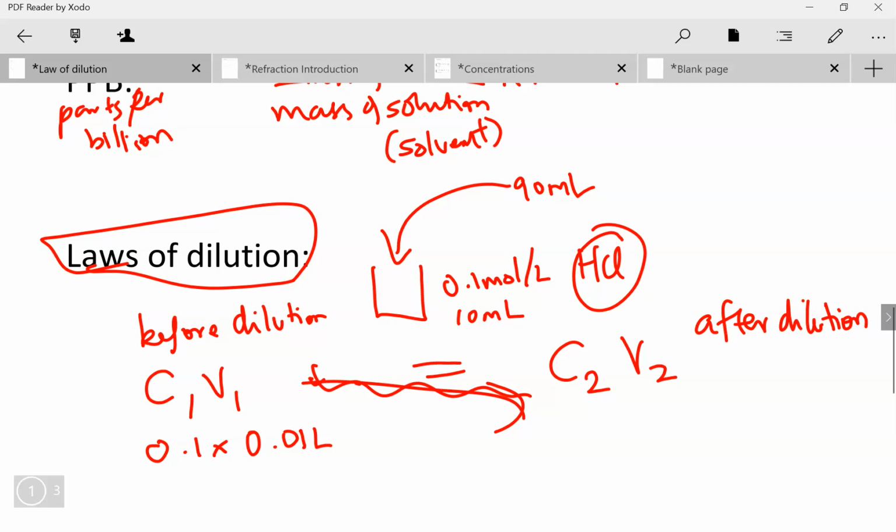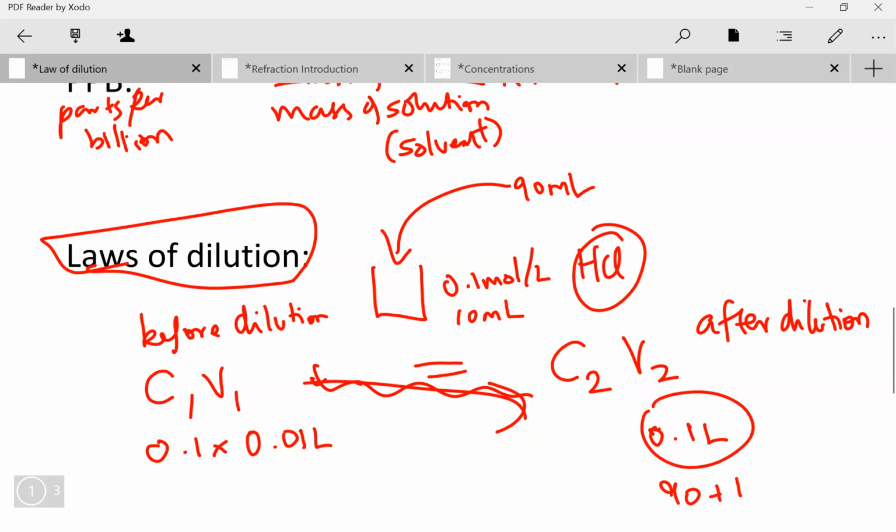So after I added my 90 mils of water, my total volume becomes 0.1 liters, because that's 100 milliliters total, right? Very important here. My total volume is 90 plus 10, which is 100 milliliters, or 0.1 liters. I have to add, because I already had 10 and I added 90 more, so my total volume became 100. And this concentration now will become 0.01 moles per liter, right?